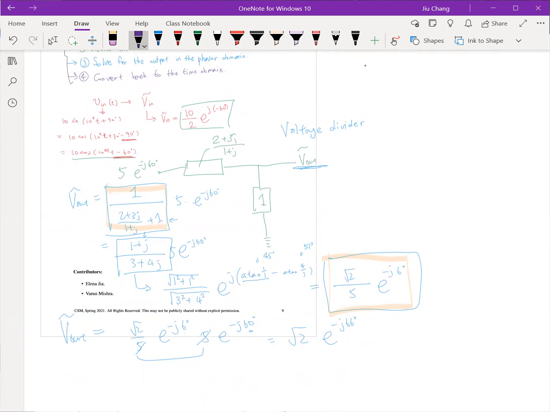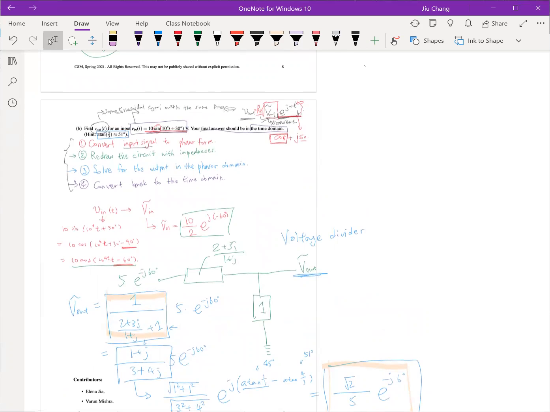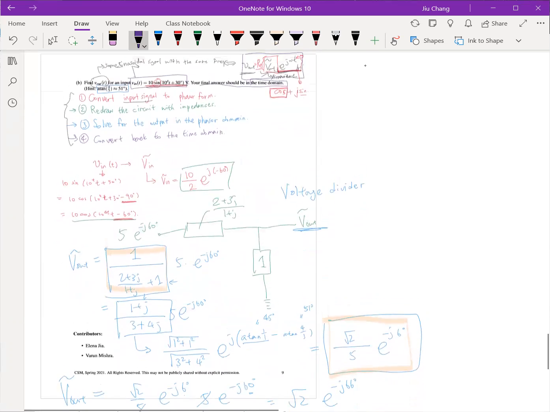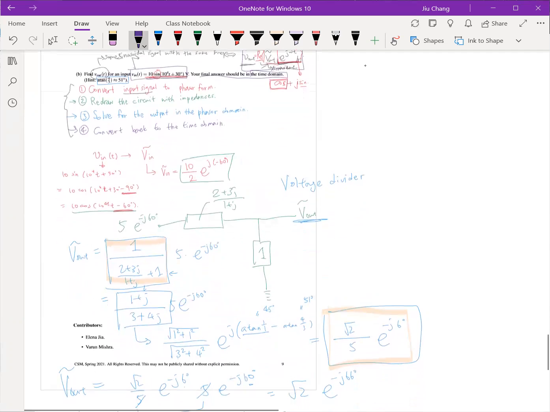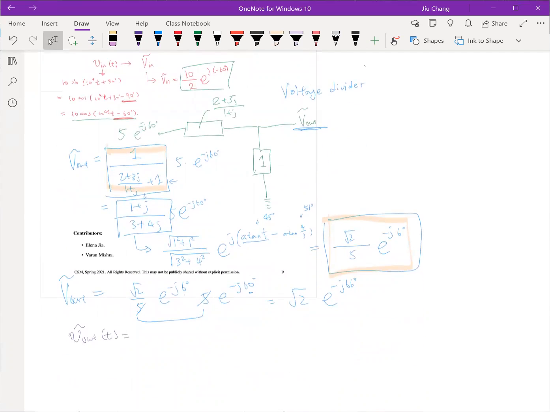So for the time domain, if you are confused, you could use this part here. It's pretty messy, but you could use the fact that it's the real part of the phasor times e to the power of j omega t, doubled. But here we will just use our cosine.